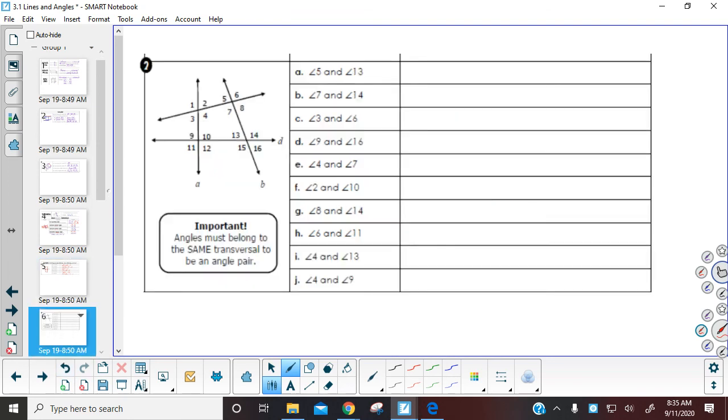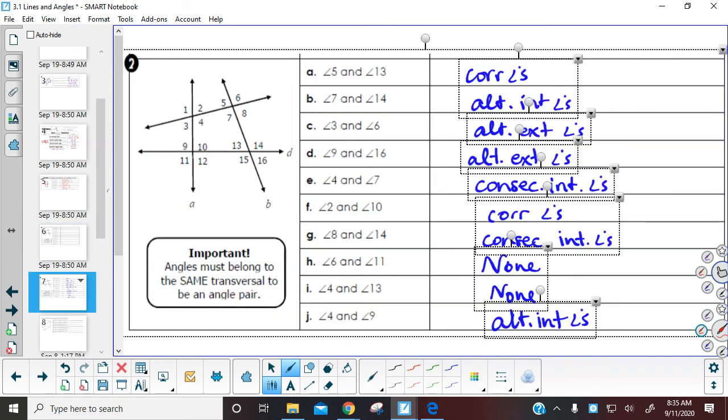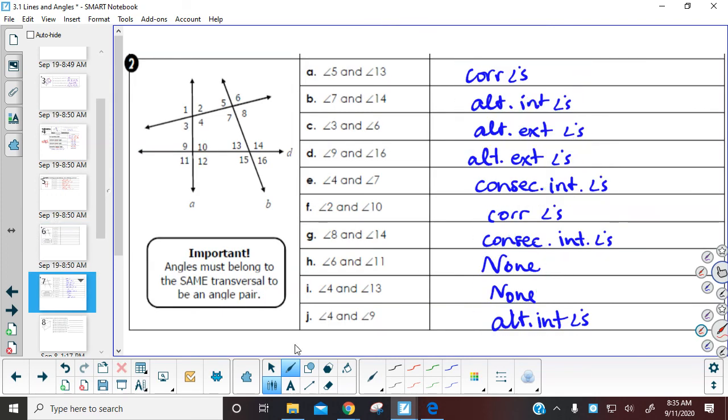Okay? So what I'm going to have you do is look at the next example, fill out what you think to be true about those angles, and then from there, go ahead and check your work. Okay, so if you would take just a minute, go through your angles, check your work, make sure that you recognize that both H and I are considered none. Notice there it does say that the angles must belong to the same transversal to be an angle pair. So that's why if you look at 6 and 11, there's no transversal that connects them that way, and there's no transversal that connects them this way. So that's why 6 and 11 are no.